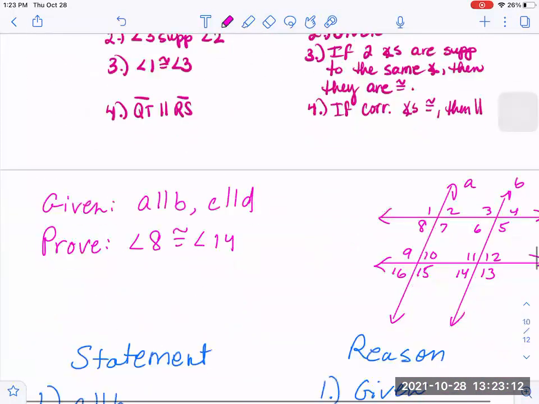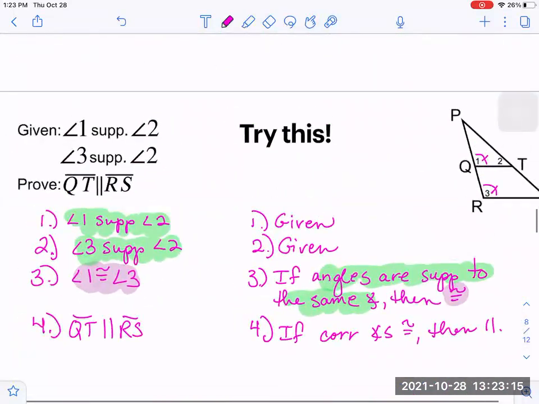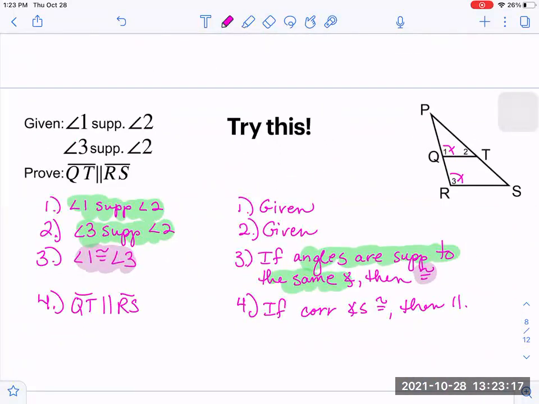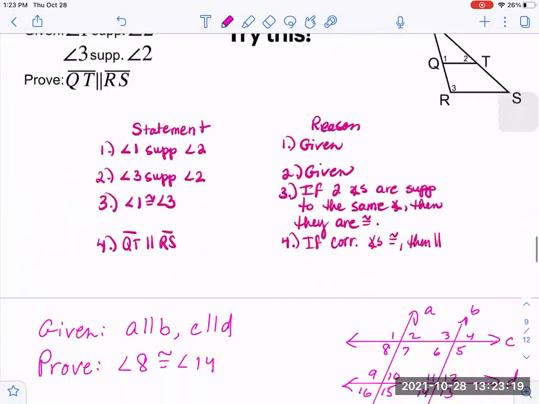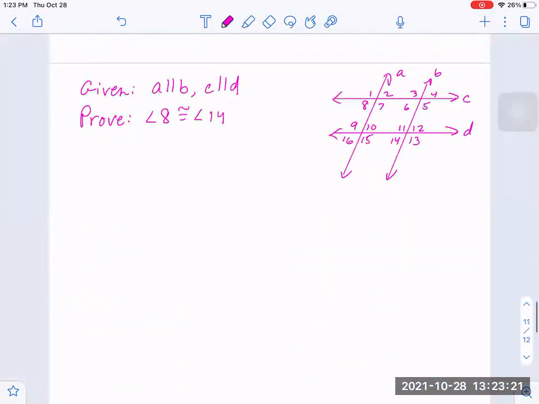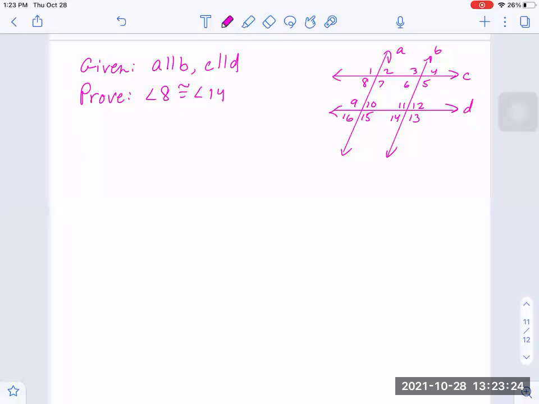Okay, I have one for you to try. I want you guys to try this one here. And there's lots of ways to do it. Then get out a piece of paper. It can help you.